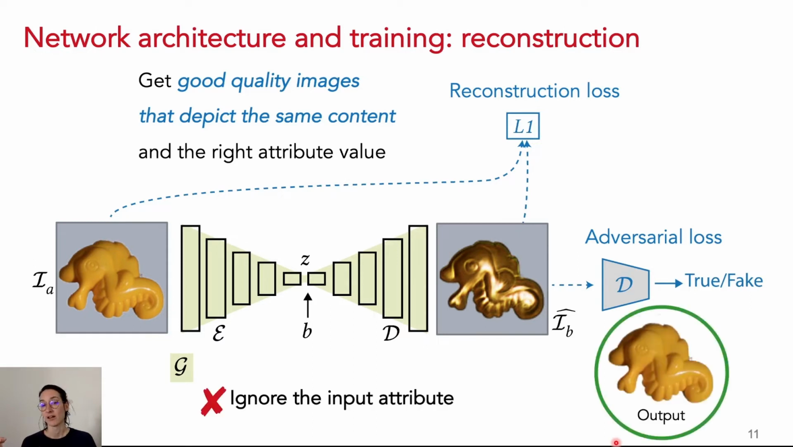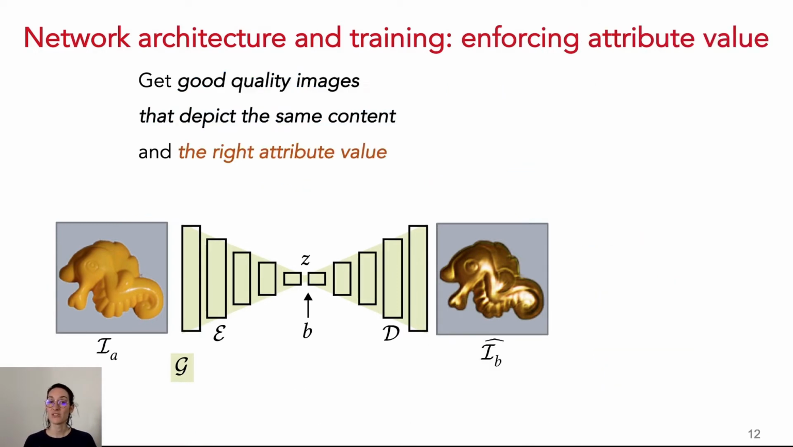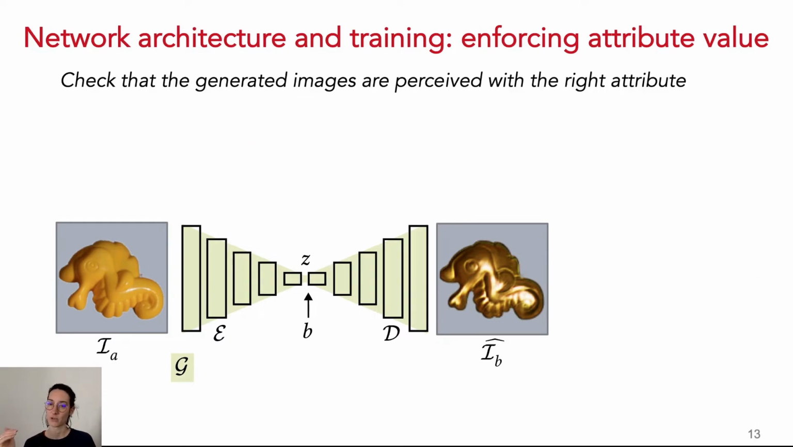But using only this, our network will simply ignore the input attribute and will just reconstruct the same image as the input one, whatever the attribute we put in the middle. So we need a way to enforce the attribute value in the output image, meaning how can we reach this third objective that we have here? Well, one of the first ideas that you can have is to give some feedback to the network and check that the generated images are perceived with the right attribute.